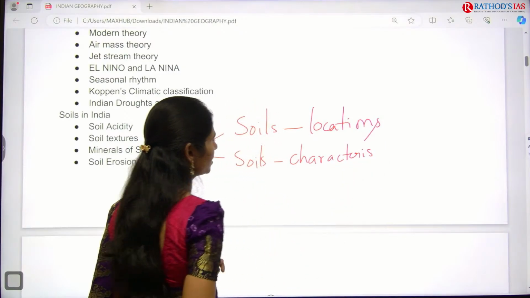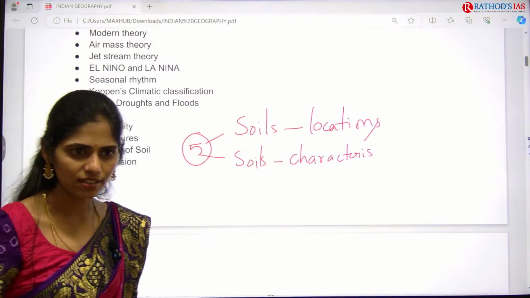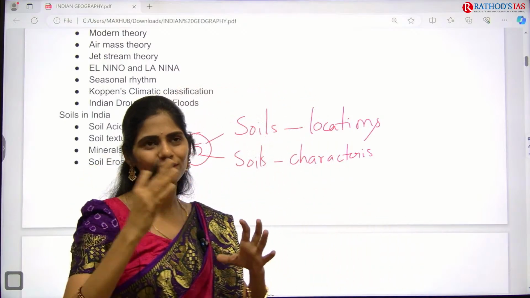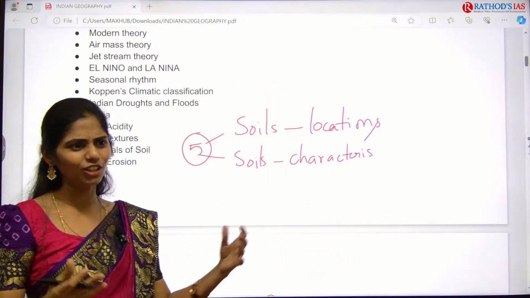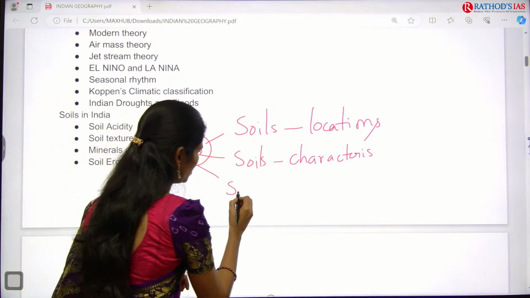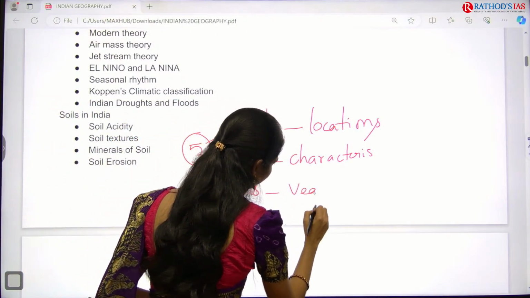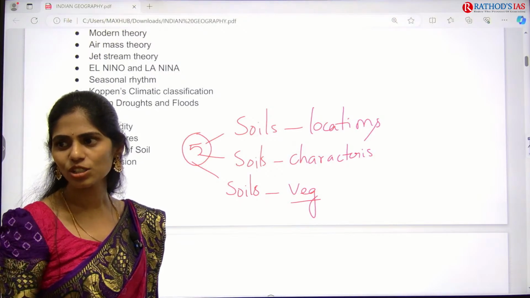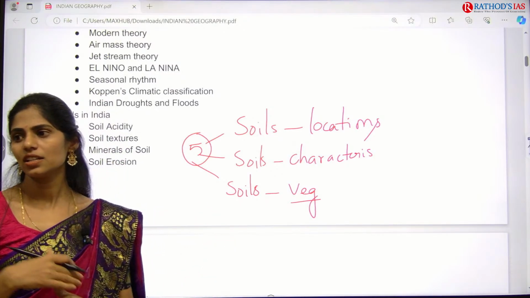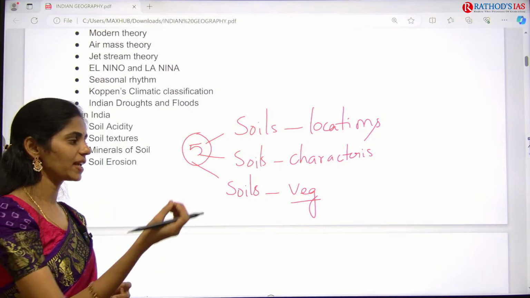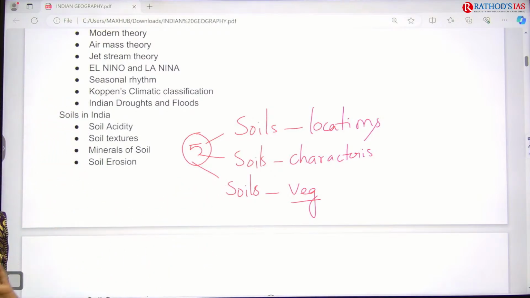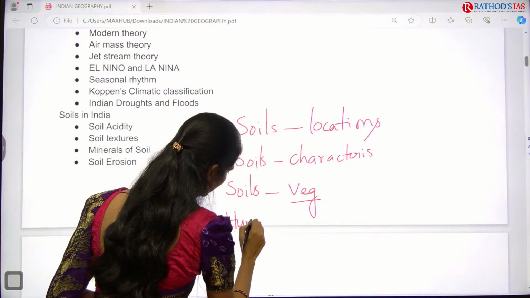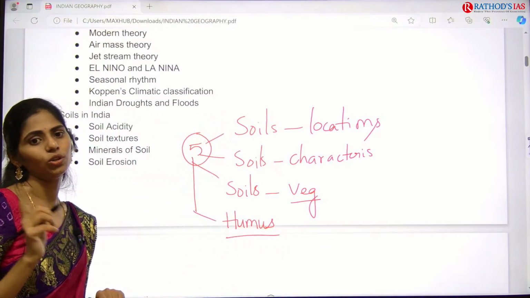Soils and their characteristics, like which characteristics red soil has, like a high amount of lime, potassium, humus. In which soil we have high nitrogen, high potash level, potassium, like that they will ask. And next one is soils and vegetation. In which soil which crop is grown? For example, cotton is grown in black cotton soil, and which other crops can be grown in red soil. Like that they will ask a question. And next one is about humus: in which soil humus is high and in which soil humus is less.